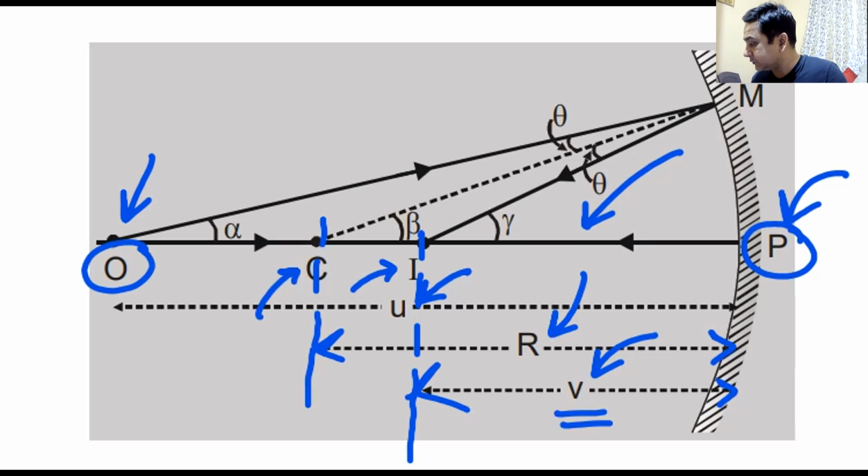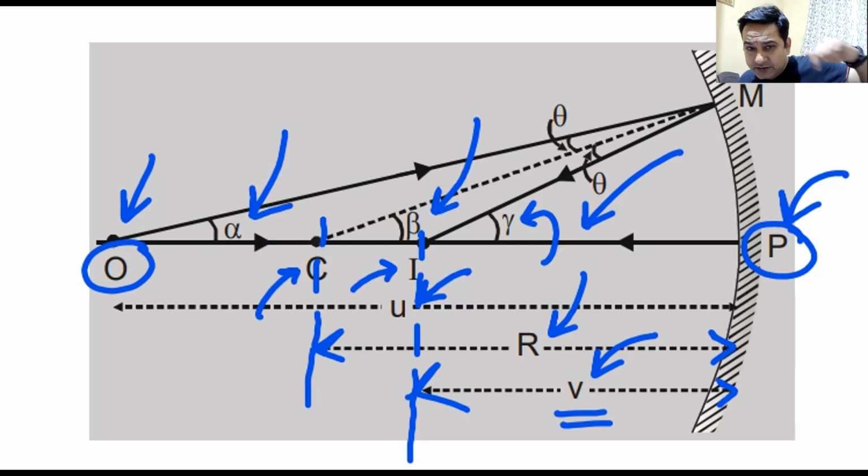Now, there are three angles given, and this is just for if a very tough question comes. This angle is alpha, which the incident ray is making with the principal axis. This is the angle gamma, which the reflected ray is making with the principal axis, and this is beta. Beta is the angle that the line drawn from the principal axis makes with this point where the ray is falling.